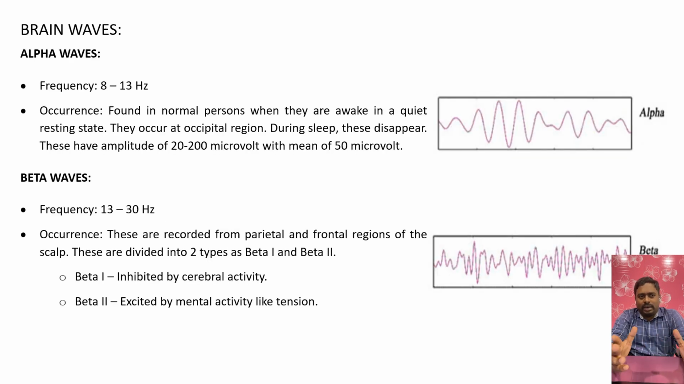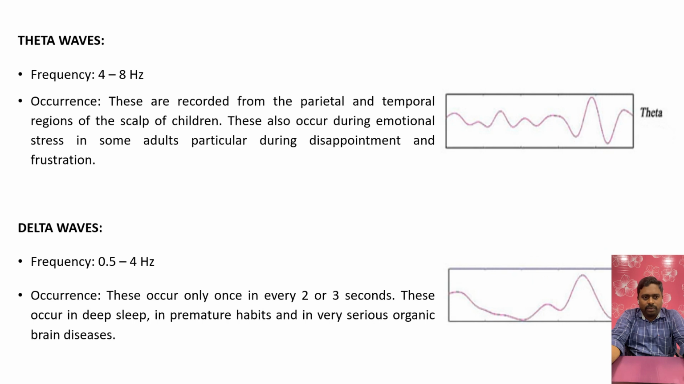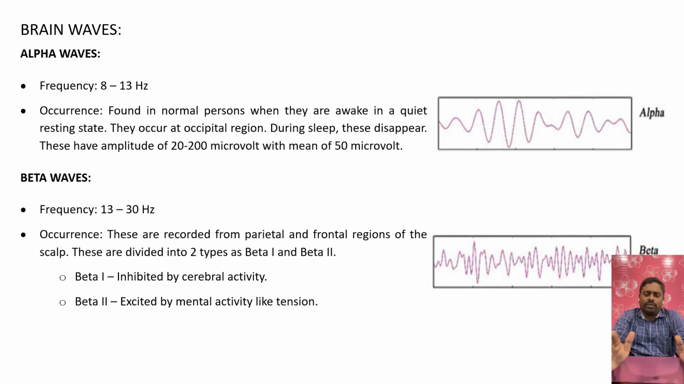Right. We have a classification of brain waves: alpha waves, beta waves, theta waves, and delta waves. I told a set of frequency ranges which is available to pick this electrical activity. So, first we go with alpha waves. Alpha waves have a frequency range from 8 to 13 Hz.